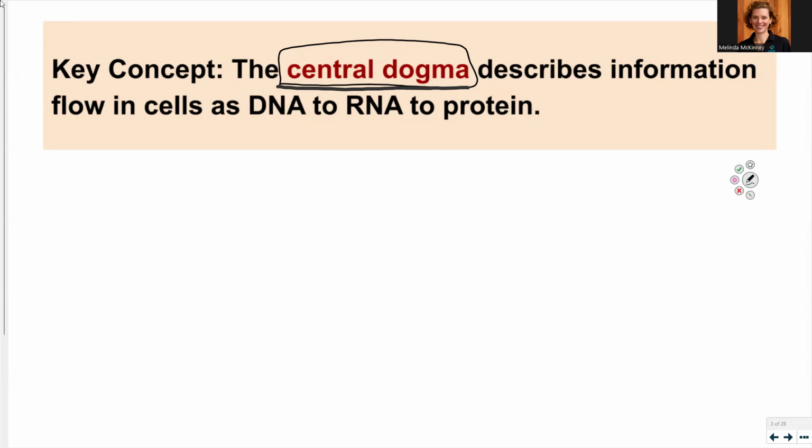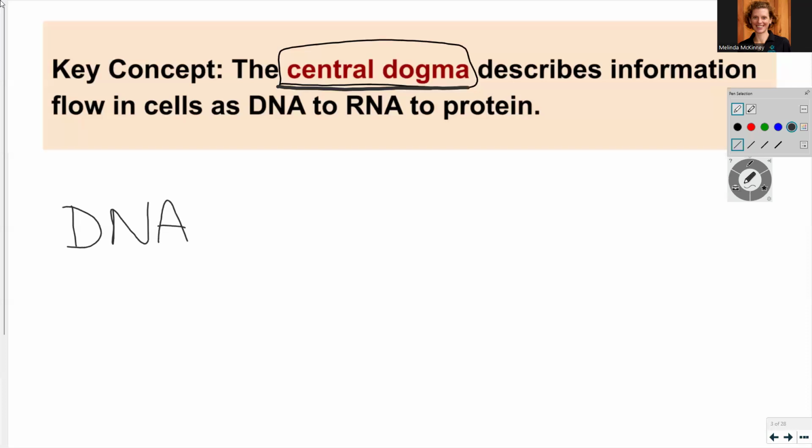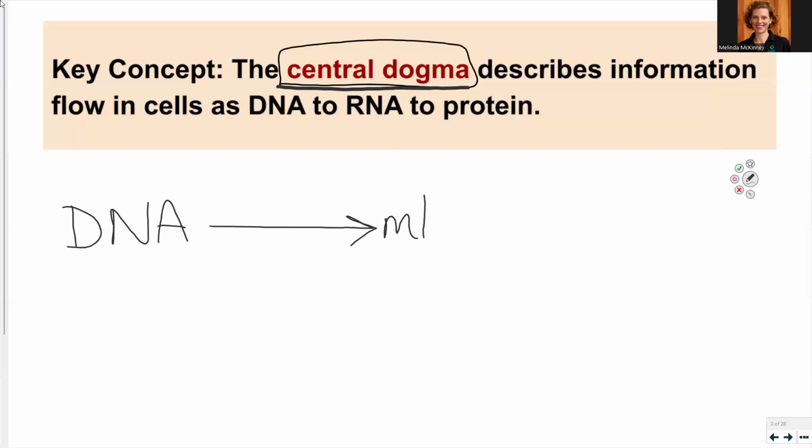In this dogma, it's just a way to understand how information moves from being stored in the base pairs of DNA, so A, T, C's, and G's, into information that is stored in slightly different base pairs in another type of nucleic acid called RNA, specifically messenger RNA. And then that information is taken and used to make proteins.